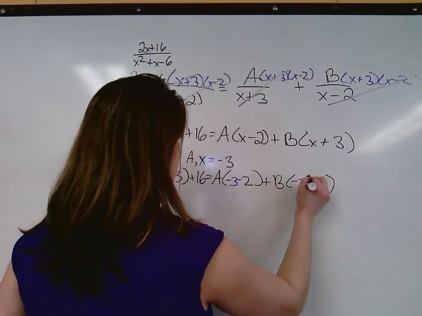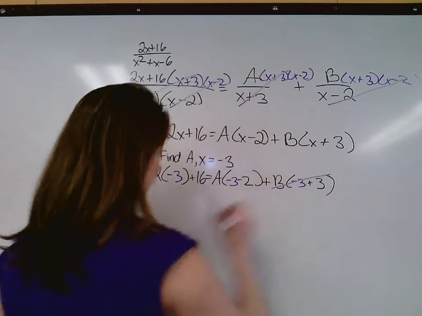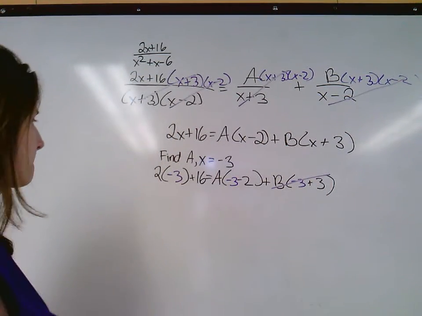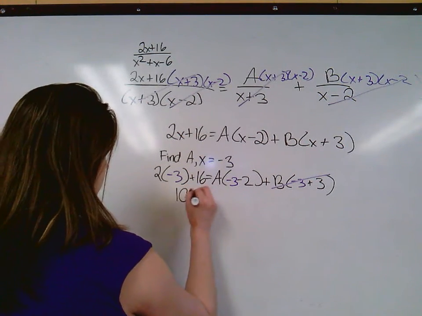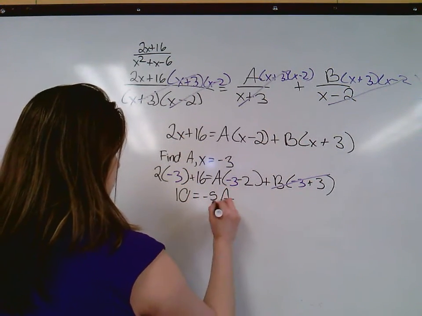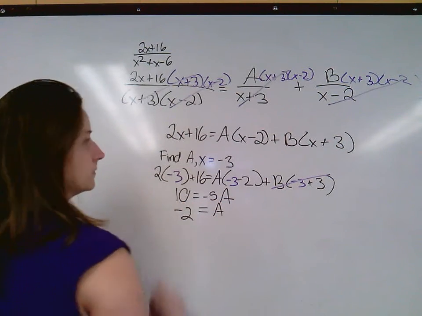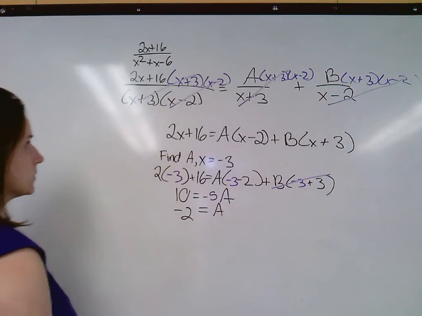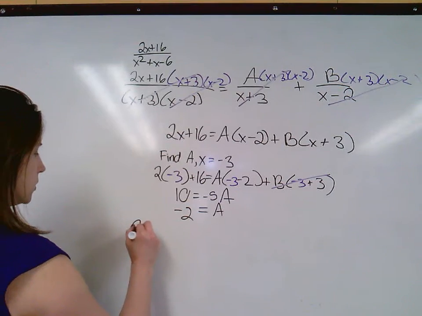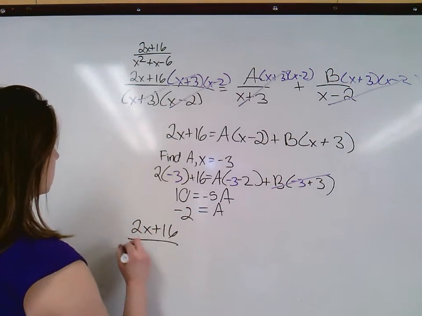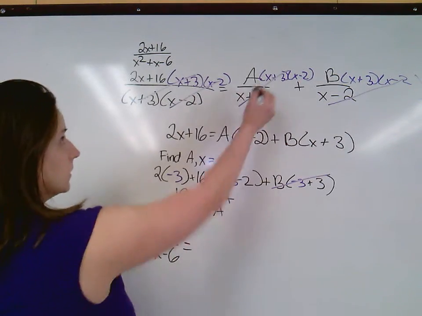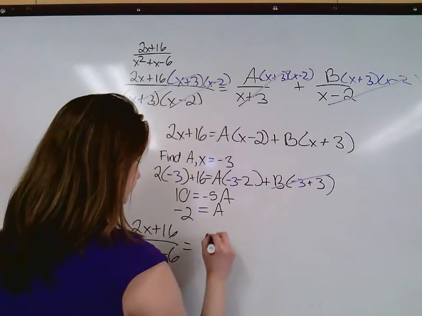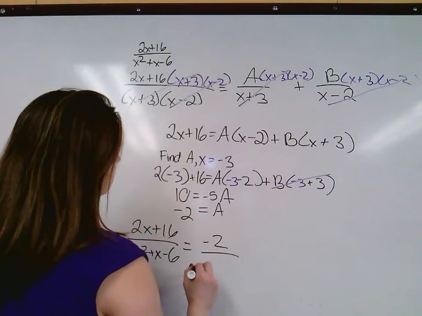Okay, -3 plus 3 is 0. Boom, gone. Okay, so you got -6 plus 16 is 10, -5a, so a is going to equal -2. Okay, so you can go and start writing your answer. So -2 over x plus 3.